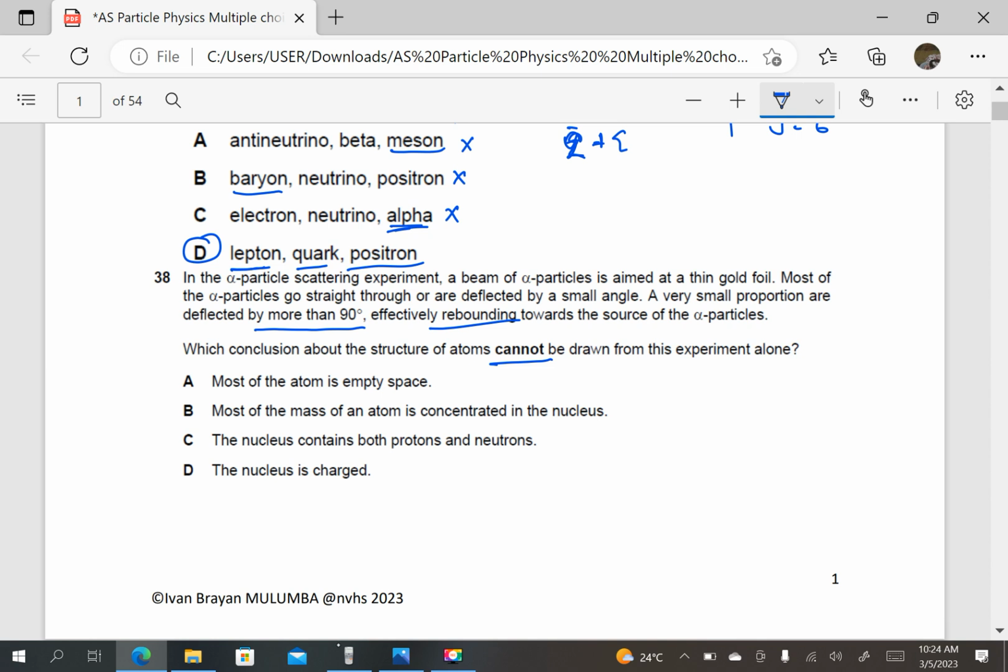First of all, from the alpha scattering experiment, we saw that most of the atom is empty space. Most of the mass of an atom is concentrated in the positively charged nucleus. That one can be drawn from the alpha particle scattering experiment. The nucleus contains both protons and neutrons. This one is hard. We can confirm protons because the nucleus is charged, but we cannot confirm neutrons by just looking at the alpha particle scattering experiment. But the nucleus is charged. This one can also be confirmed. Therefore, the answer is going to be C.